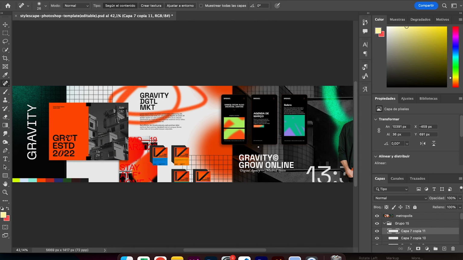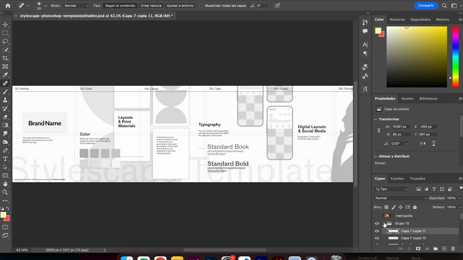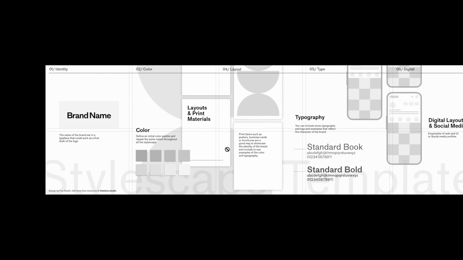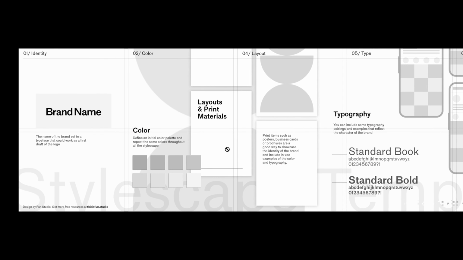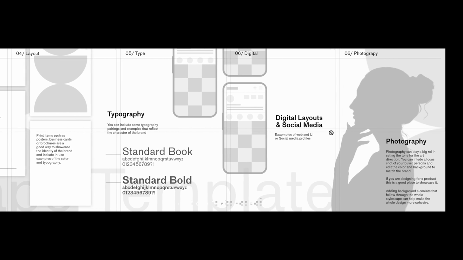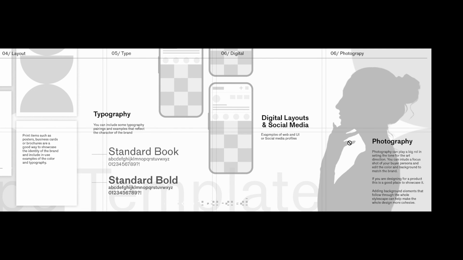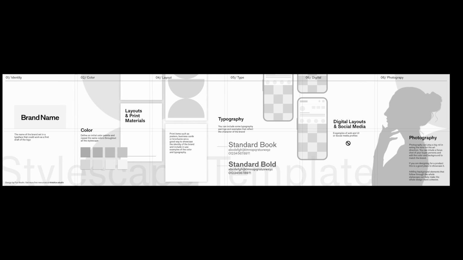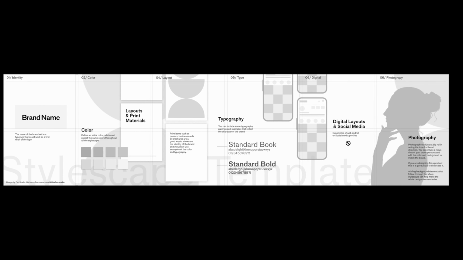So if we come over here and we see the template that's underlying here, this is the general structure that you can follow to make sure you cover all the elements you want to appear in the Stylescape. Starting here, we have the brand name, the colors, layouts, print material, typography, digital layouts and social media, and an example of some photography at the end. So you can use this as a base template and just start adding elements and then positioning them until they look good. And yeah, that's about it.